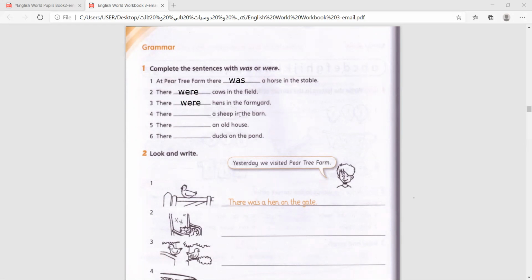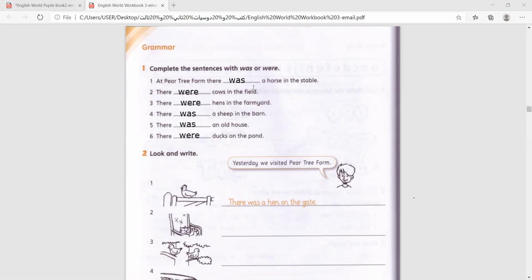There blank a sheep in the barn. A sheep, there was. There blank an old house. Was. There blank ducks on the pond. Were. That's it. Pause and copy. Great job.